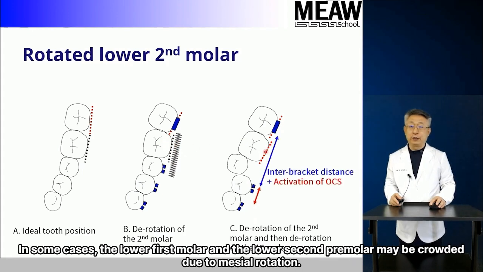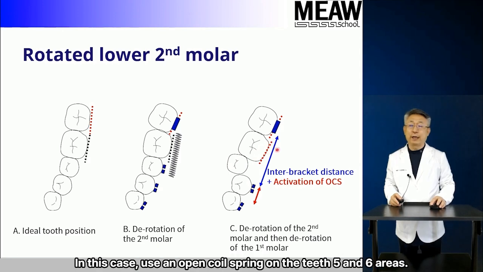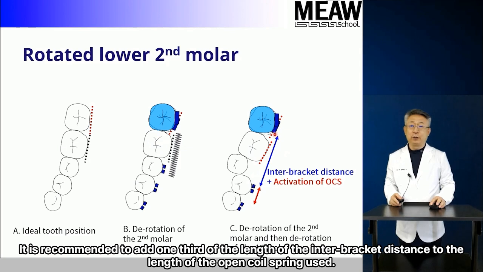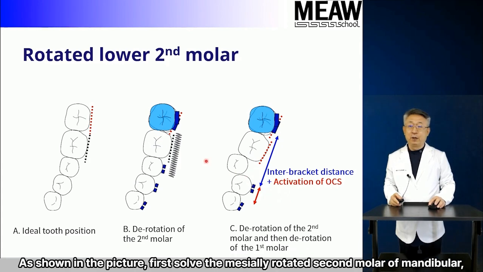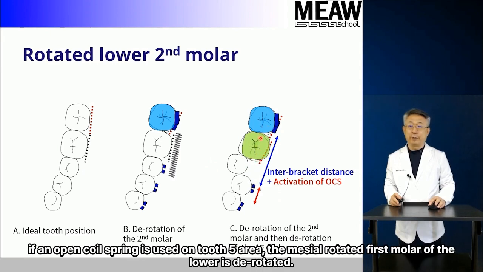In some cases, the lower first molar and the lower second premolar may be crowded due to mesial rotation. In this case, use an open coil spring on the teeth 5 and 6 areas. It is recommended to add 1/3 of the length of the interbracket distance to the length of the open coil spring used. As shown in the picture, first solve the mesially rotated second molar of the mandible. If an open coil spring is used on the tooth 5 area, the mesially rotated lower first molar is derotated.